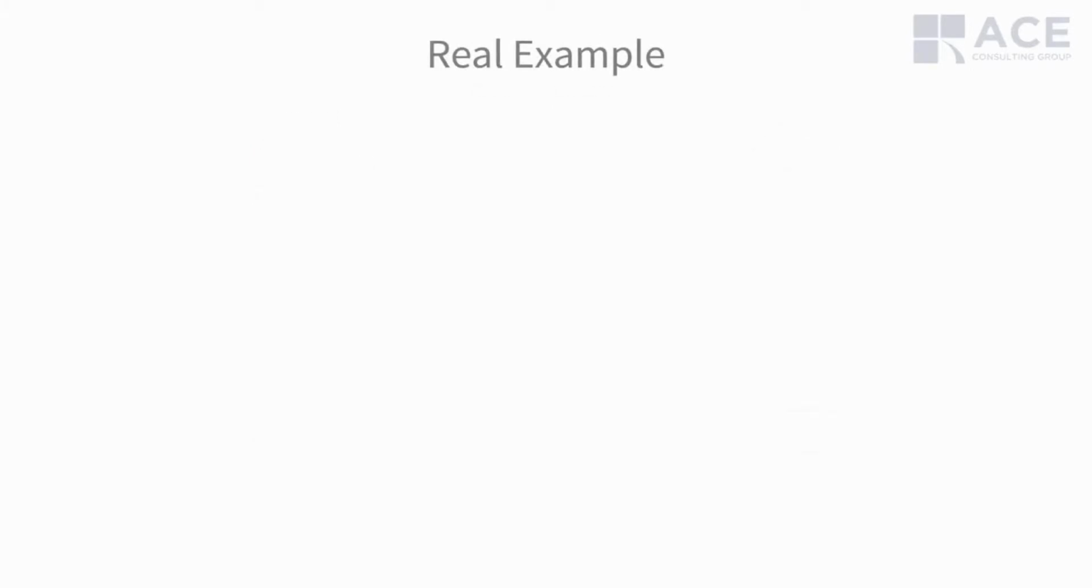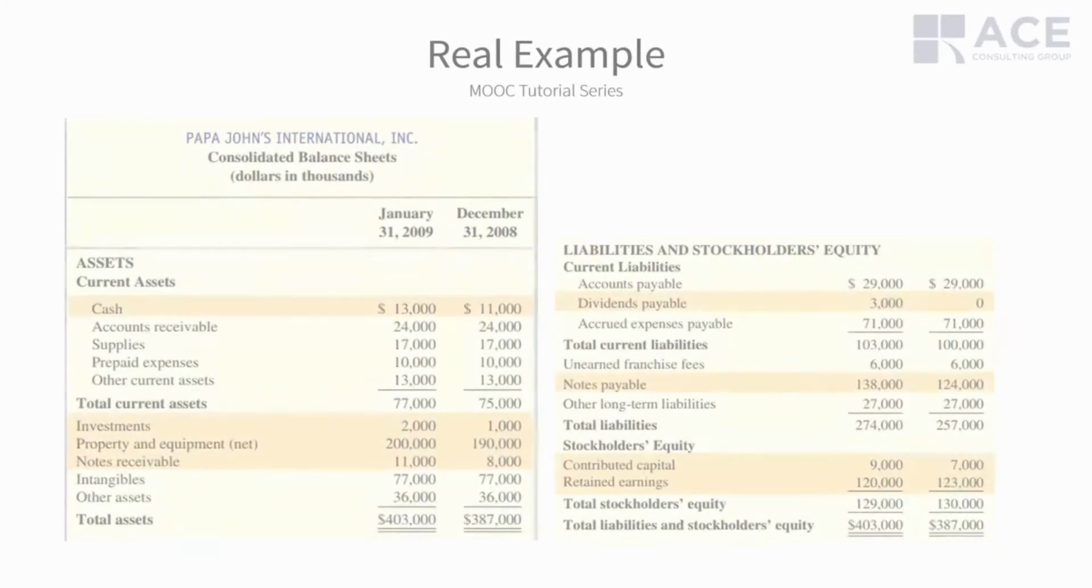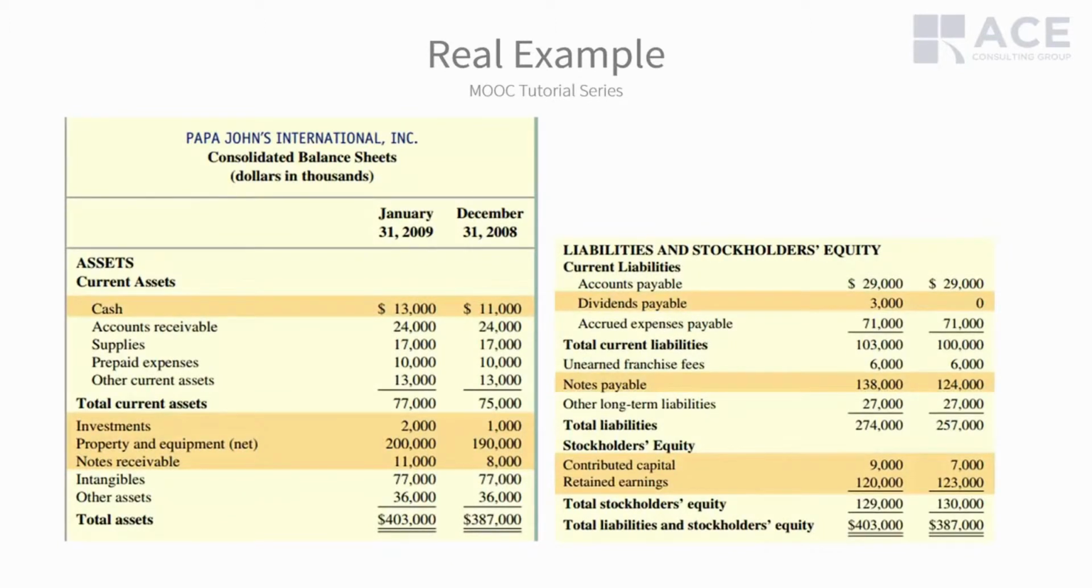Alright, now let's see if we can apply everything we learned into a real life example. This is the balance sheet for Papa John's International. If you start with the top here, you can see that again, the assets are listed first. Under current assets, we see all of Papa John's current assets, including cash, accounts receivable, supplies, prepaid expenses, and other. These are things that, for some of them, we are familiar with, based on what we just talked about.